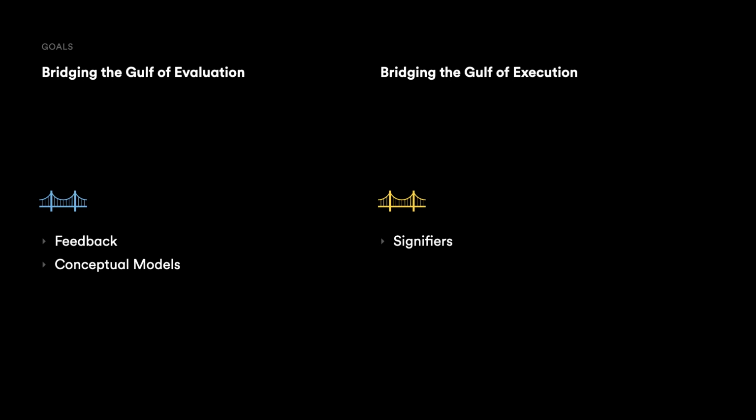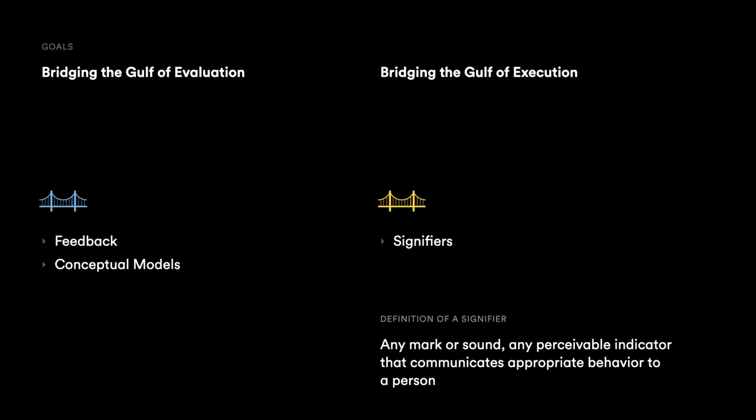Yeah? A label or an icon that indicates what something is or what you can do with it. Yeah. It could be a little bit more general than a label or icon. It could be any sort of marking. But yeah, or it could even be the shape of a thing. It is really any mark, or it could even be a sound, any sort of perceivable indicator that communicates the appropriate behavior to the user.